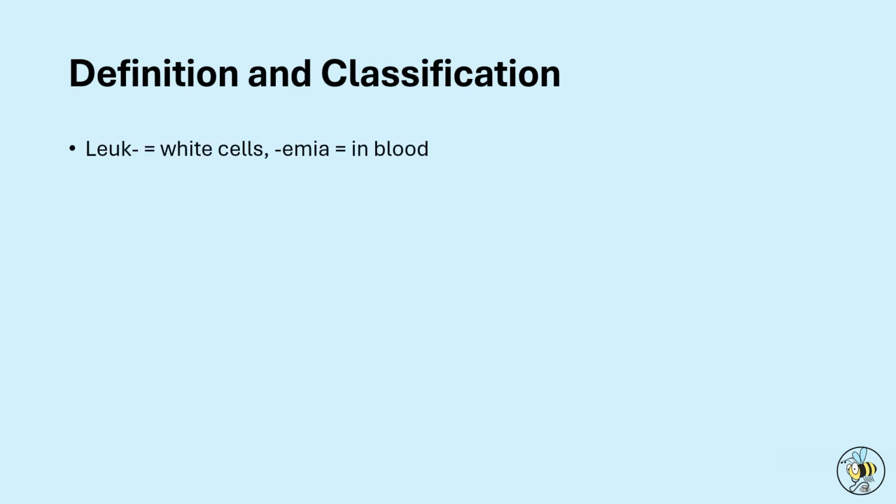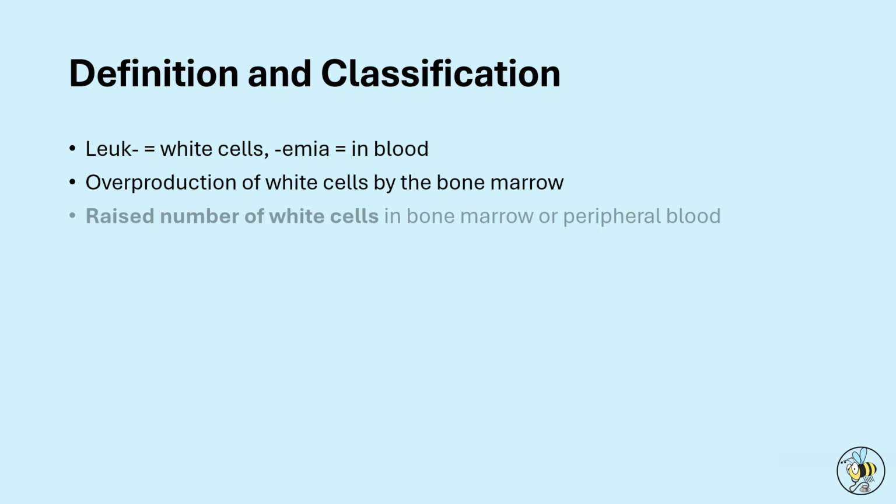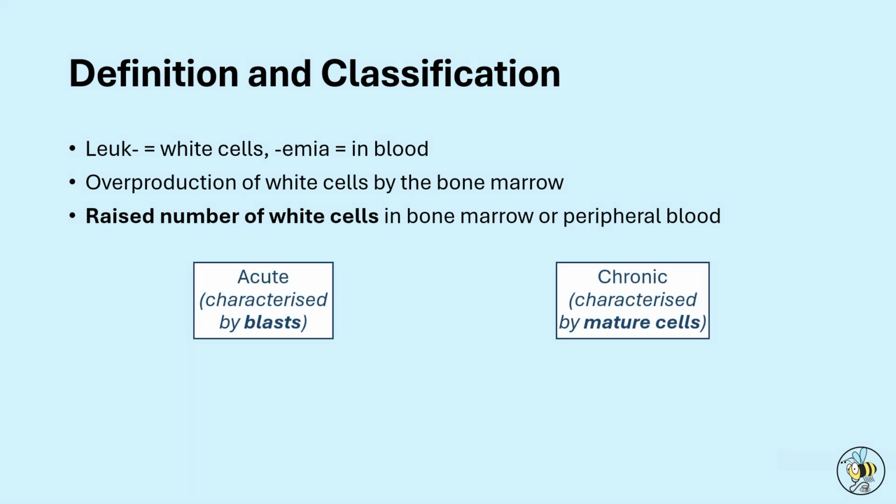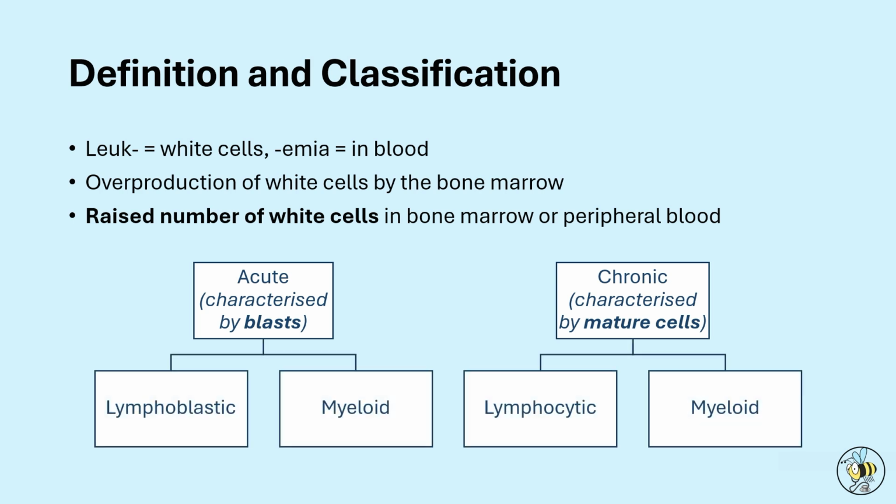Let's define leukemia. Leuk means white cells and emia means in the blood. In leukemia, there is an uncontrolled production of white cells by the bone marrow, causing a raised number either in the bone marrow or peripheral blood, depending on where you take the sample from. The condition can be classified as acute, characterized by immature blast cells, and chronic, characterized by mature white cells. Acute leukemias can be further divided into acute lymphoblastic and acute myeloid.